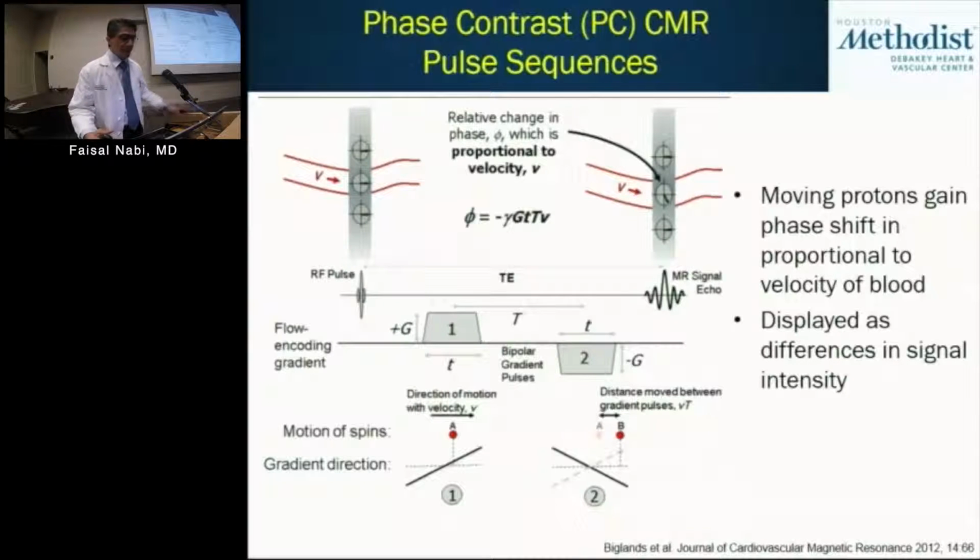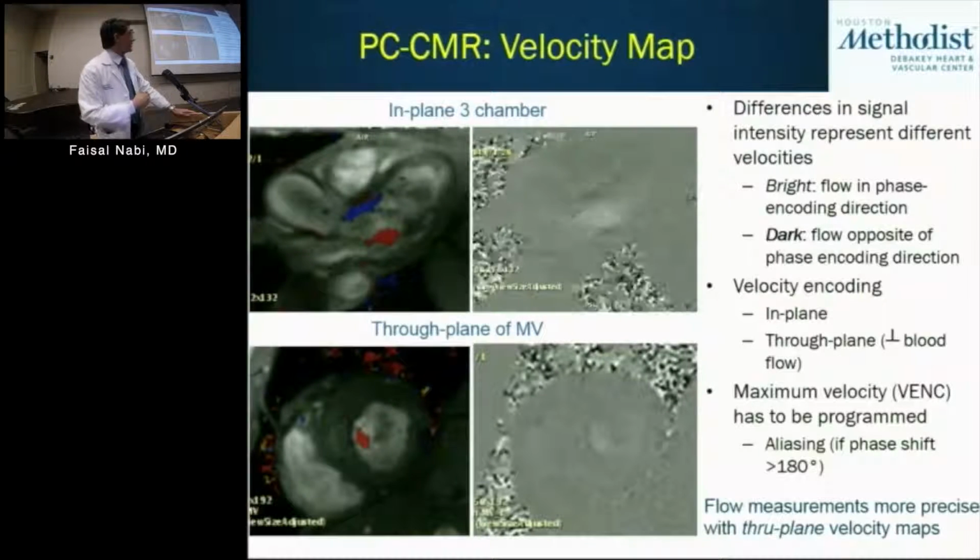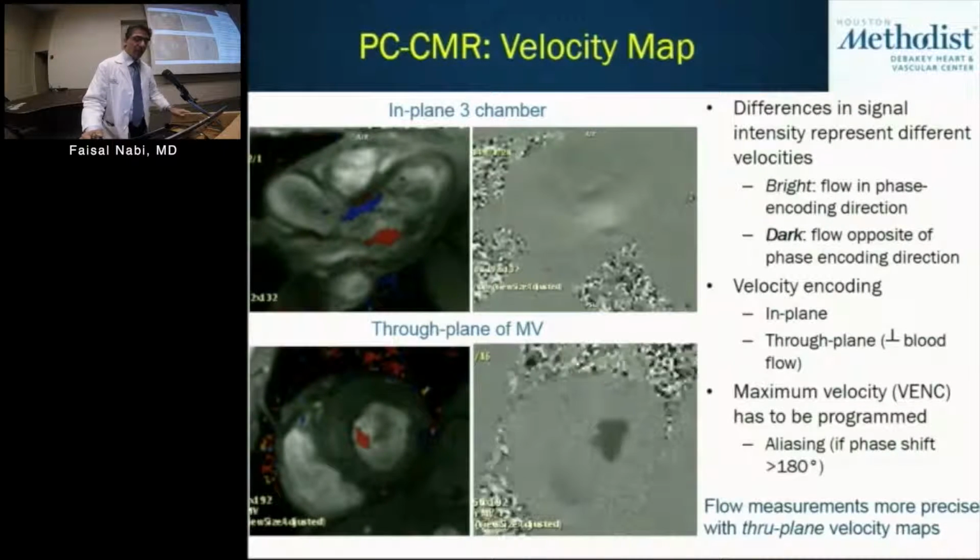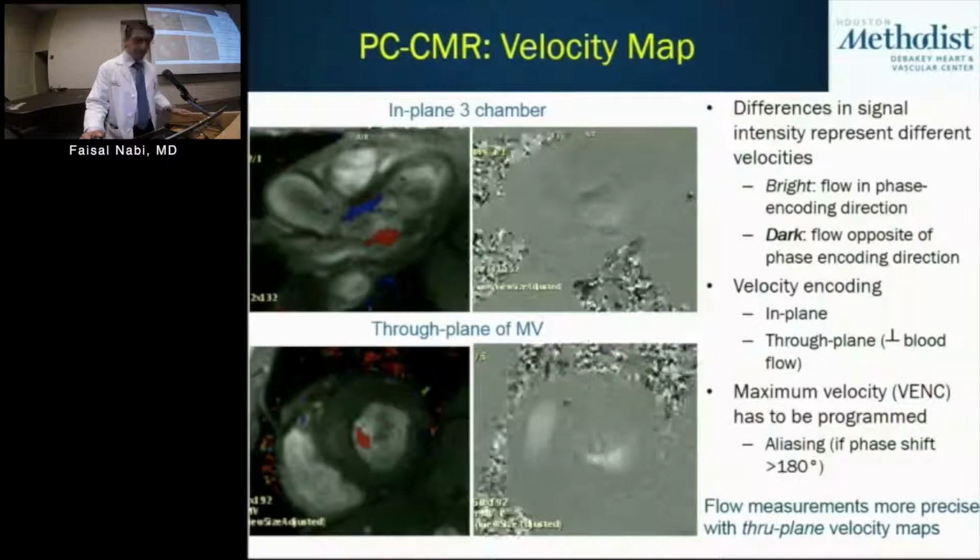The next portion of the sequence, in order to define severity, we need flow information, and flow information is really obtained by our phase contrast CMR. We won't get into the physics too much, but know that as blood moves through the magnetic field, moving blood achieves a phase shift, which is proportional to the velocity of blood. This phase shift is then displayed as a difference in signal intensity. You can think of it as our echo Doppler.